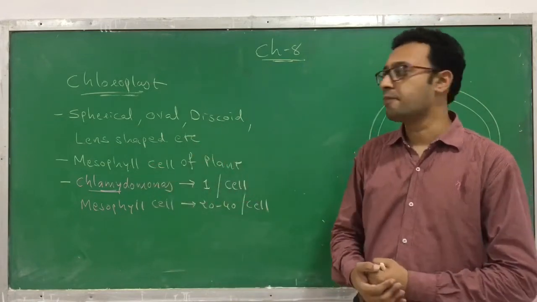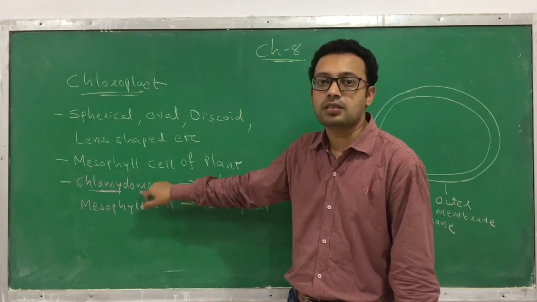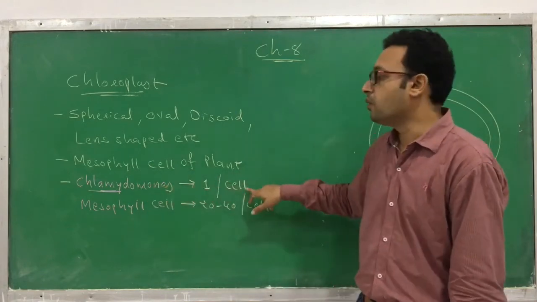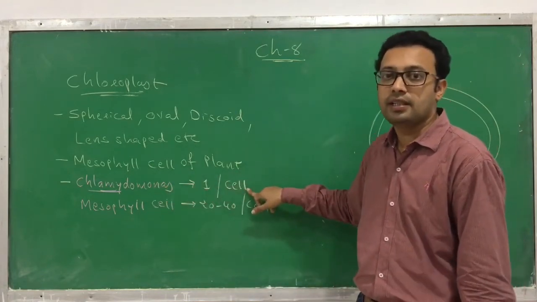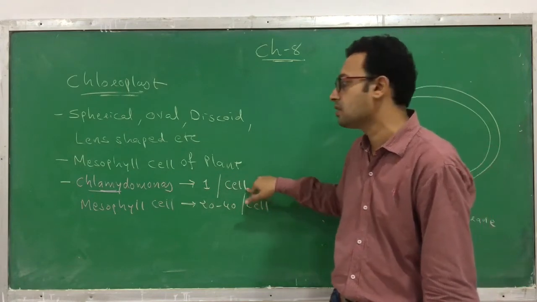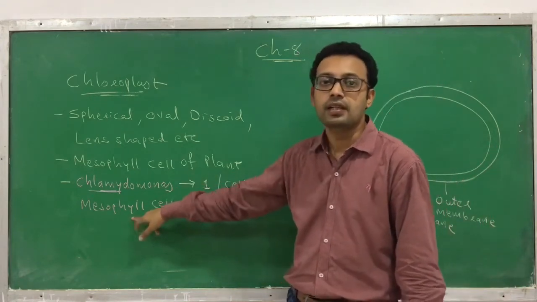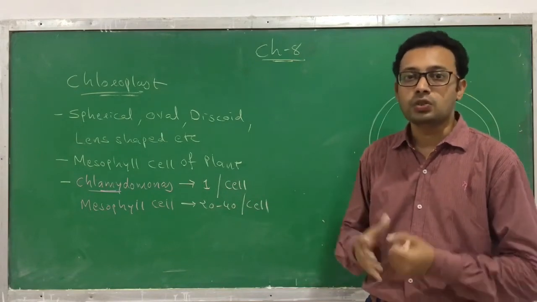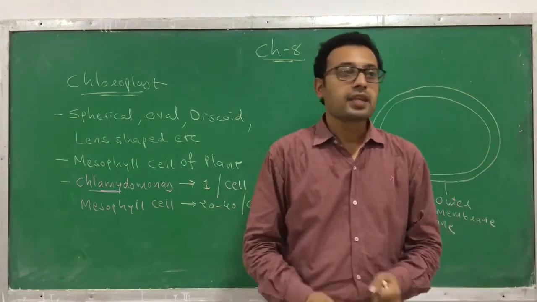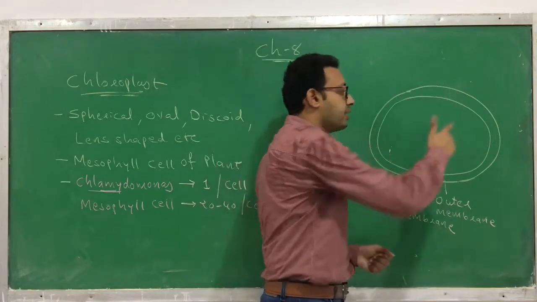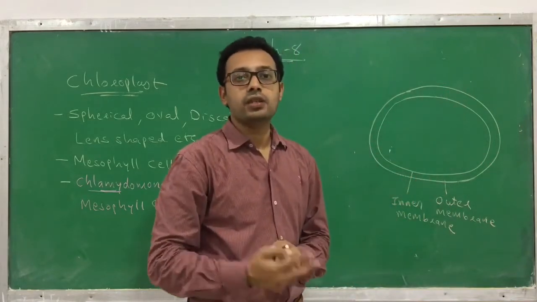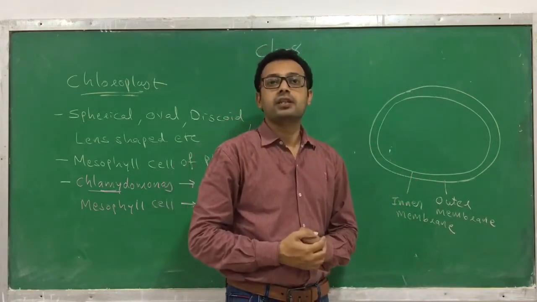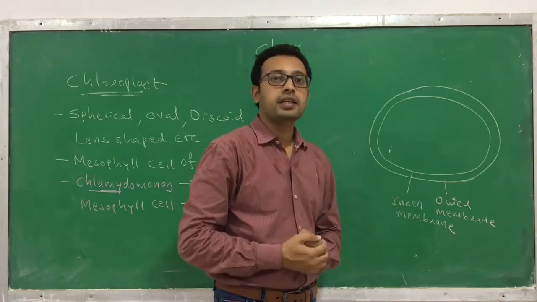How many are present? In Chlamydomonas, a green alga, 1 chloroplast is present per cell, meaning every cell possesses 1 chloroplast. And if you consider the mesophyll cell, it contains 20 to 40 chloroplasts per cell. So the numbers are also going to vary. And it is a membrane bound organelle. How many membranes are surrounding it? 2 membranes are surrounding it, that is the outer membrane and the inner membrane.